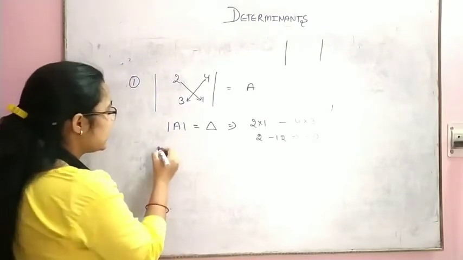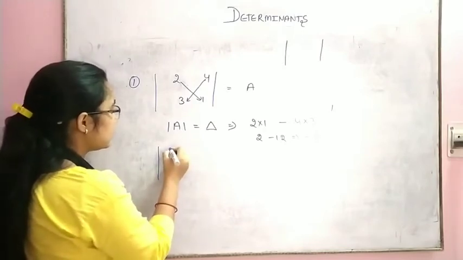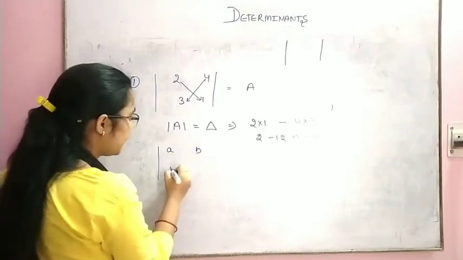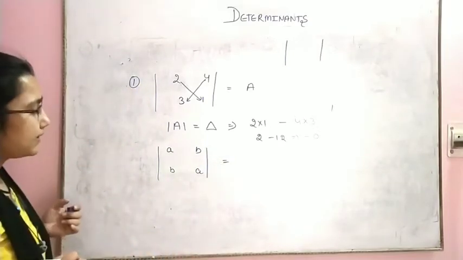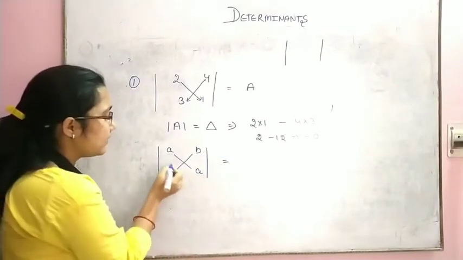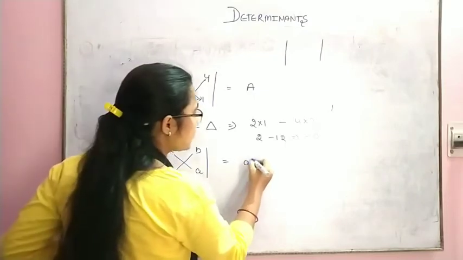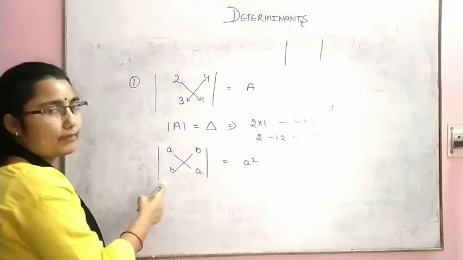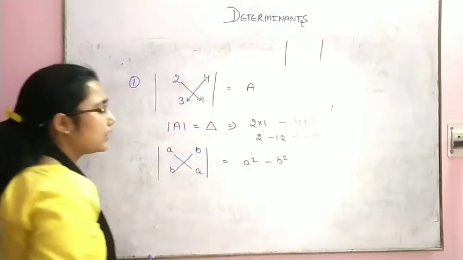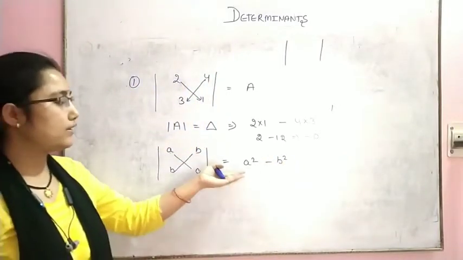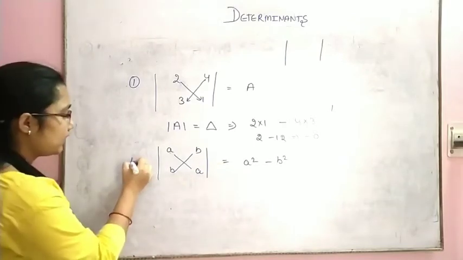Okay, so let us take another example. Suppose this one is a, b, b and a. We have to find out the value of this determinant. So just cross multiply the elements. a multiplied by a, we get a square, and b multiplied by b, we get b square, and use a subtract sign between them. Correct? This is the value of determinant A.